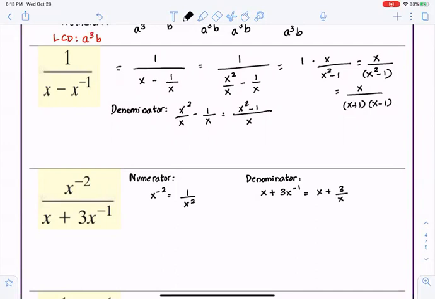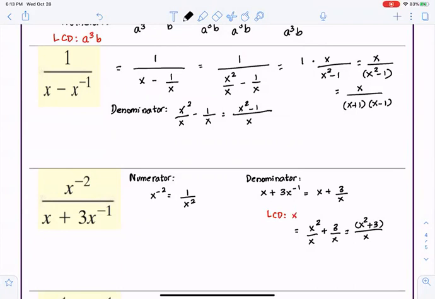Now we want to combine x and 3 over x, which would mean the LCD is x. So multiply and divide the first term by x. x times x is x squared over x plus 3 over x. We have a common denominator, so combine the numerators. So we have x squared plus 3 over x.